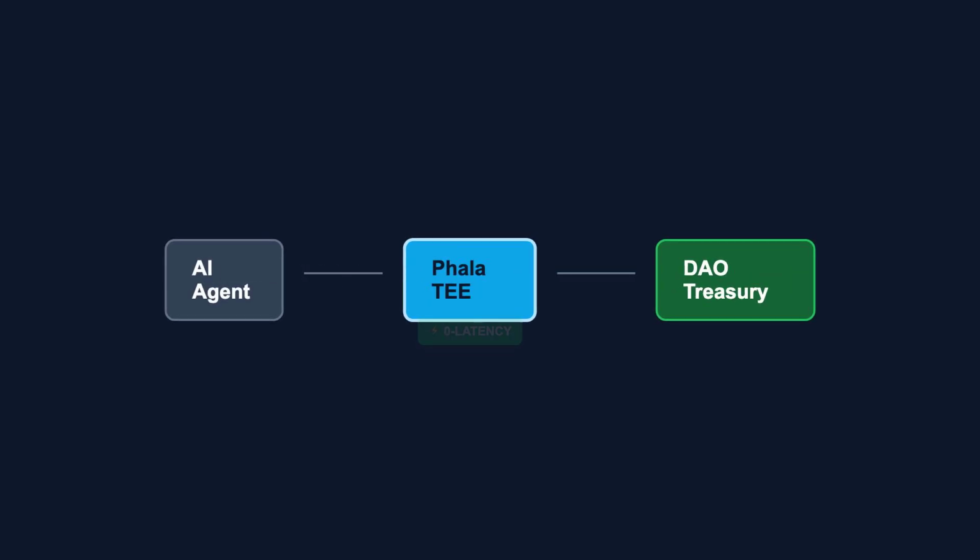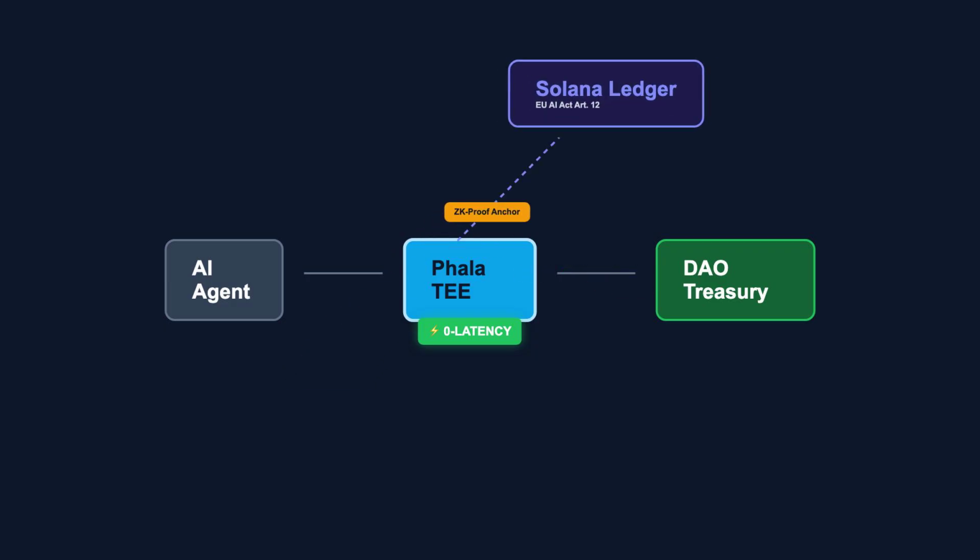When an AI agent generates an unsigned X402 payment intent, our TEE evaluates the JSON policy locally at zero latency. It mathematically signs the transaction, and the ZK proof is then anchored to Solana, guaranteeing the strict immutable logging required by EU AI Act Article 12.